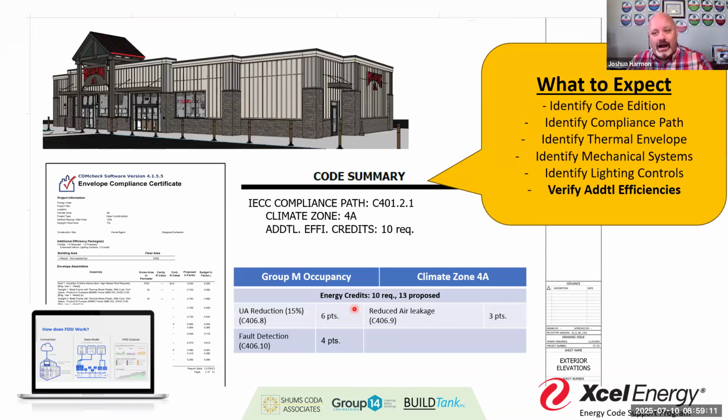Okay, so how are you documenting that 15%? Are you taking that 15% off of every value? You're making it that much thicker? Or are you going to do it through some COMcheck report?